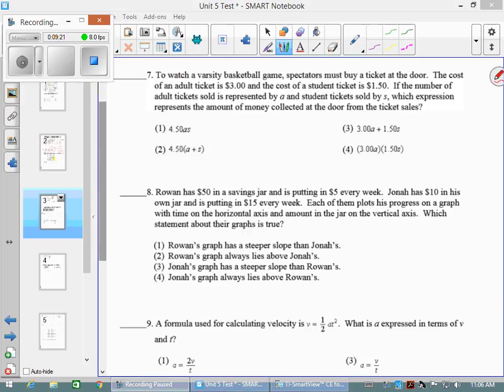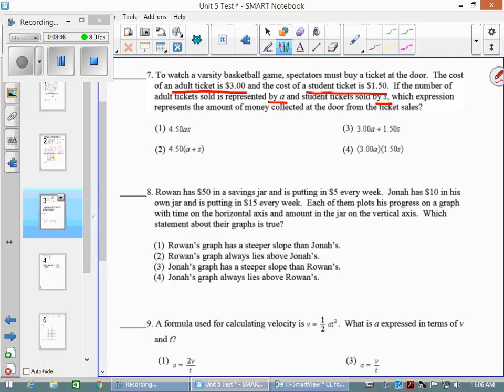For number 7, it says to watch a varsity basketball game, spectators must buy a ticket at the door. The cost of an adult ticket is $3, and the cost of a student ticket is $1.50. If the number of adult tickets sold is represented by A, and student tickets sold is represented by S, which expression represents the amount of money collected at the door from the ticket sales?